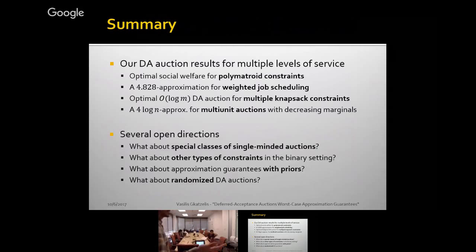What I really like about this setting is that it's so new that not that many people have worked on it. There's a lot of low-hanging fruit. For instance, there are many interesting special classes of single-minded bidders. We just said worst-case single-minded. A special case would be interval bidders.